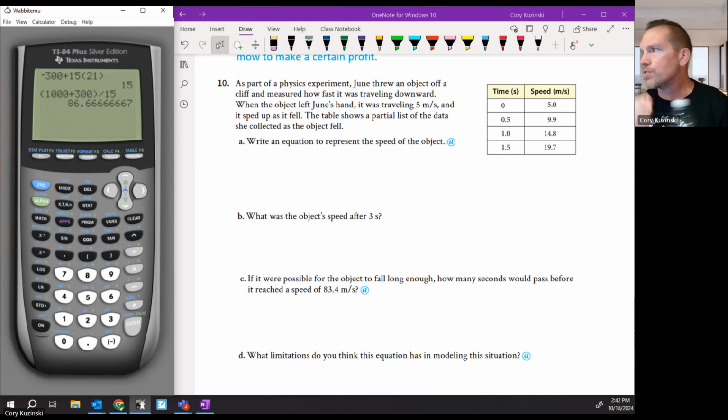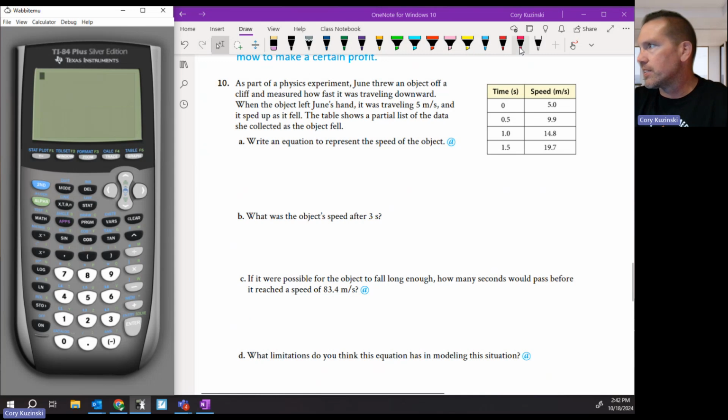Okay, so June threw an object off a cliff. She threw it down at 5 meters per second, and it sped up as it fell because gravity's pulling it down. The table shows a partial list of the data. Write an equation to represent the speed of the object. This one's kind of tricky. Yes, we know that its speed was 5 meters per second to start, and that was given to us here when it left June's hand.